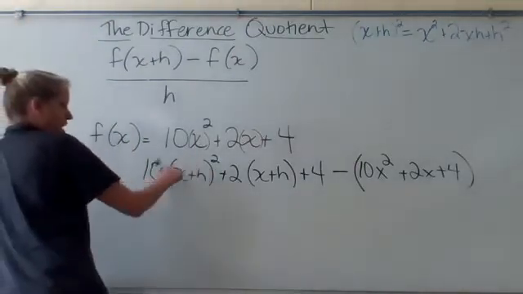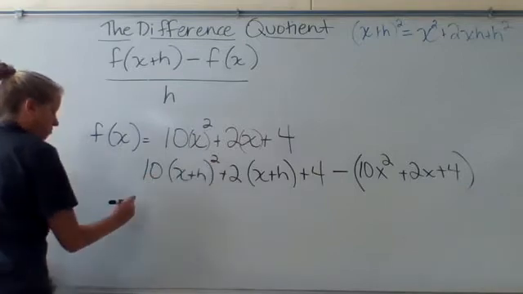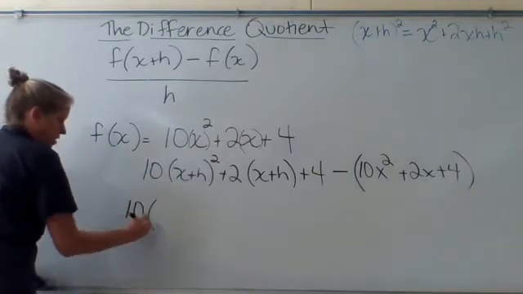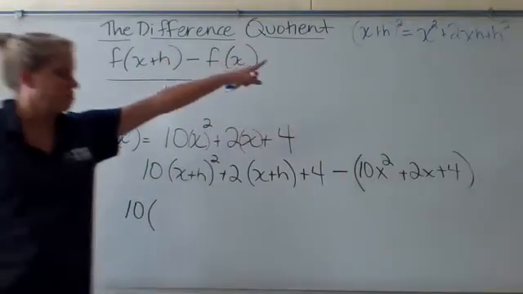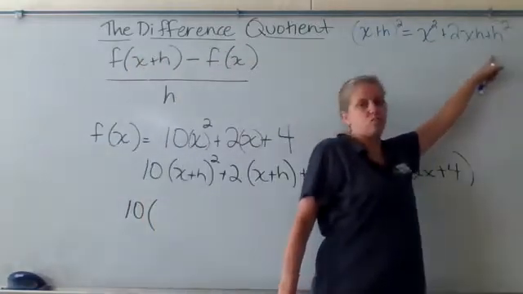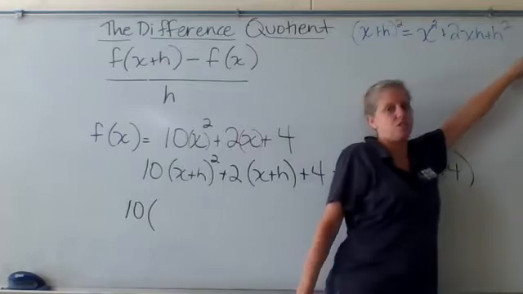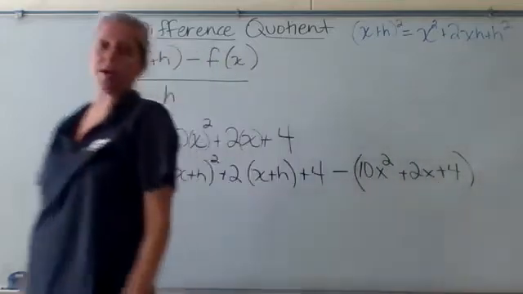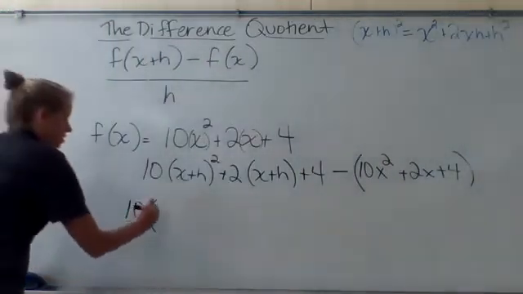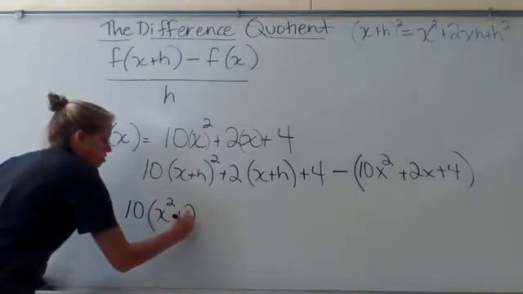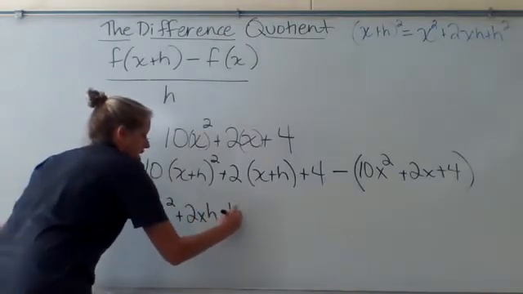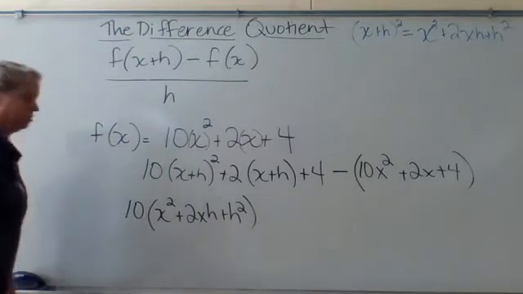What do I put when I have x plus h squared? Bring down that 10. Remember, here's what I ended up with when I FOILed it. X squared plus 2xh plus h squared. So that's what I put in its spot. X squared plus 2xh plus h squared.